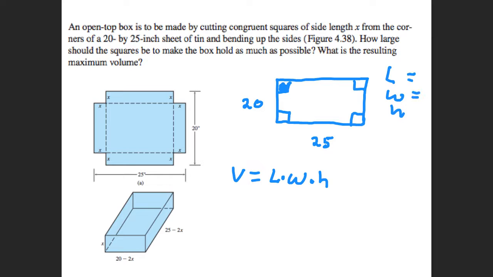If I cut out a 1-inch square there, okay, what would the length be? What would the width be? Let's start with the height. What is the height of the box if I cut out 1-inch squares? 1 inch, right? The height is just 1 inch because that would go right here. It would just be 1. Okay, what would the length be?